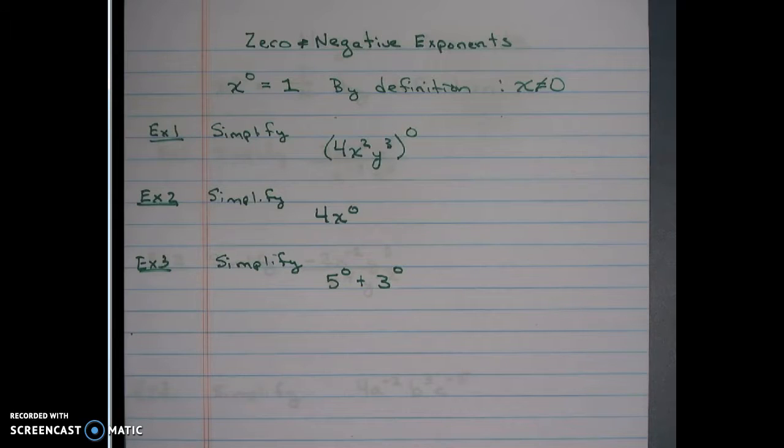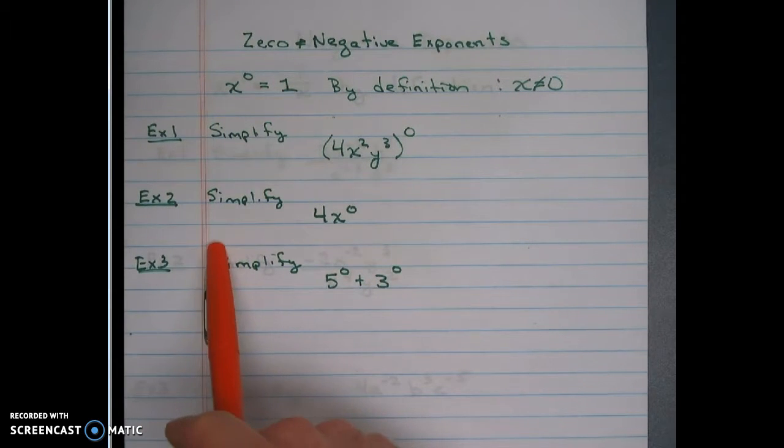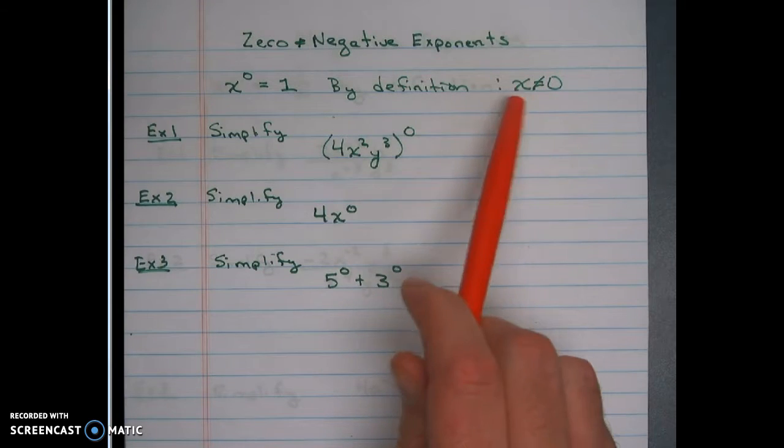We're going to talk about zero, what anything to the zero power is. We're going to talk about this idea of a negative exponent. And so we're going to start with something kind of real simple, and that is basically this definition here, that anything to the zero power is equal to 1 by definition. And then I have this little note over here that says x cannot be 0.